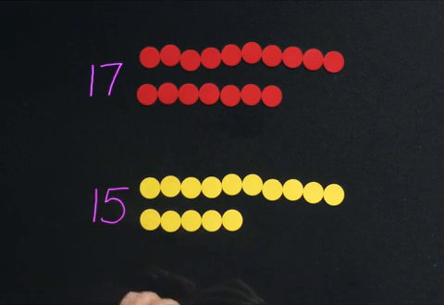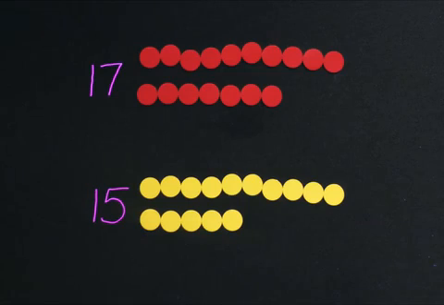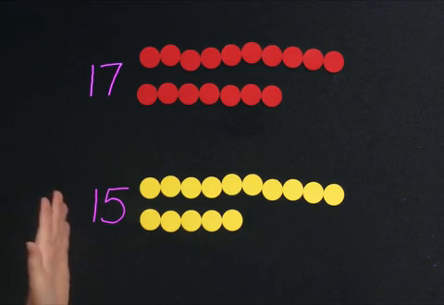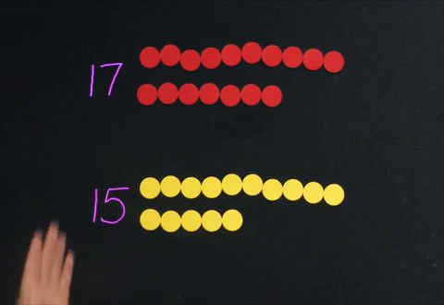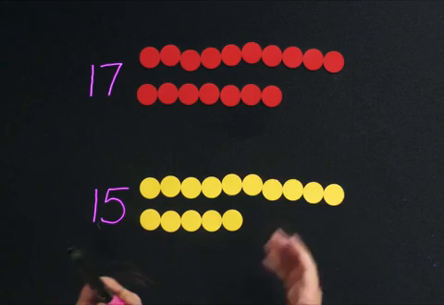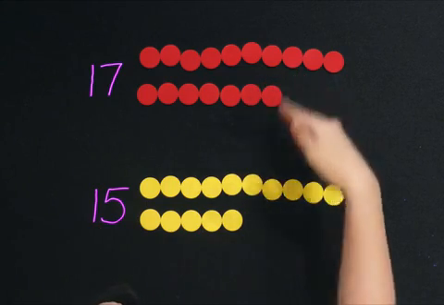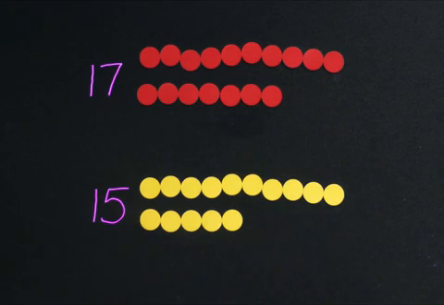So now I want to compare. I want to find the group that is smaller. Well, if I have 17 in my red group and 15 in my yellow group, then the group that is smaller or has less is obviously the group with 15. When I count 10, 11, 12, 13, 14, 15, 16, 17, I get to 15 first, which means it's a smaller number. I can also see that I have a few more red counters than I do yellow counters. So yellow, 15, must be smaller or have less than my big red group.